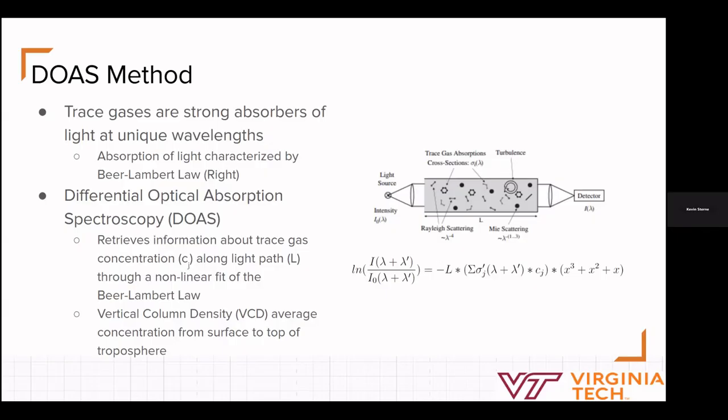Ultimately, the final data product of this DOAS method is a vertical column density, which represents an averaged path integrated concentration that stretches from the bottom of the surface to the top of the troposphere.